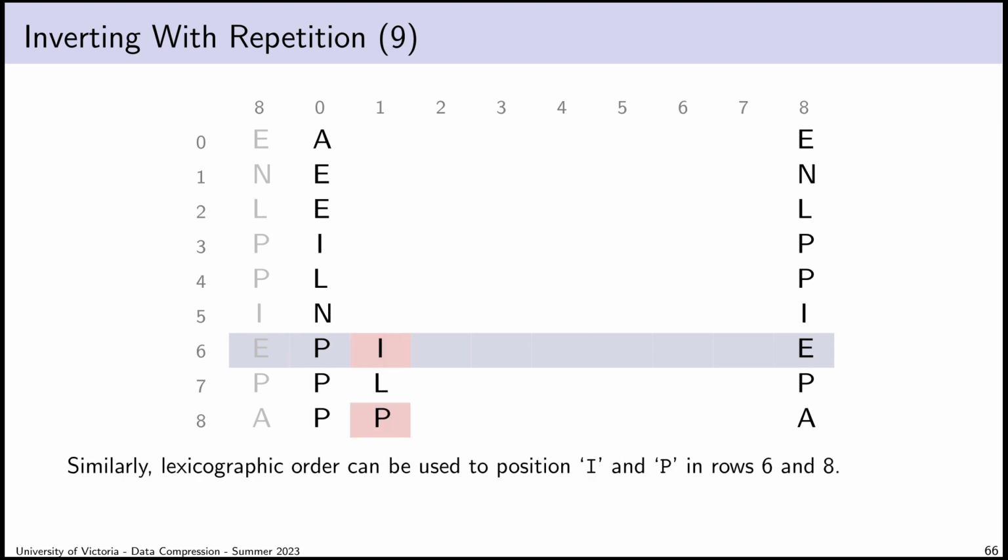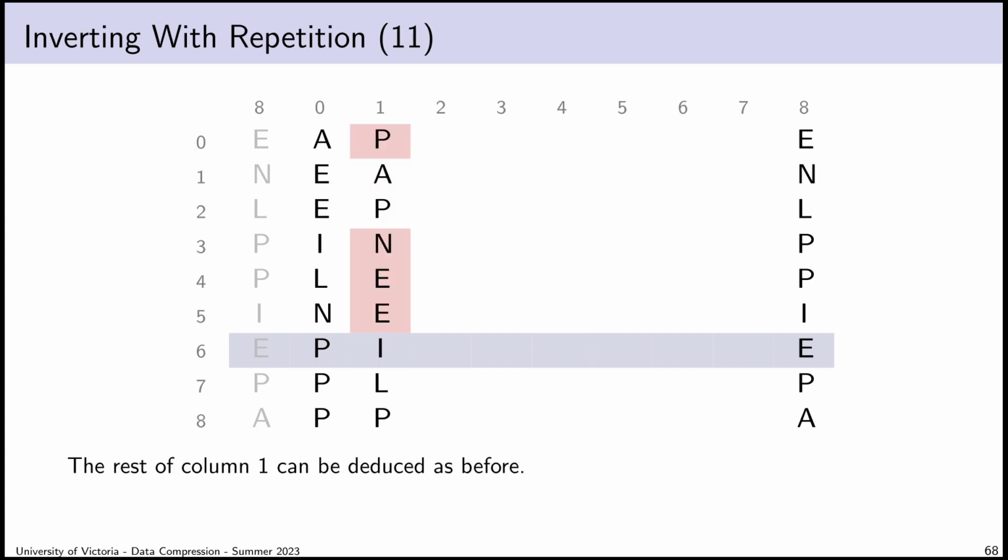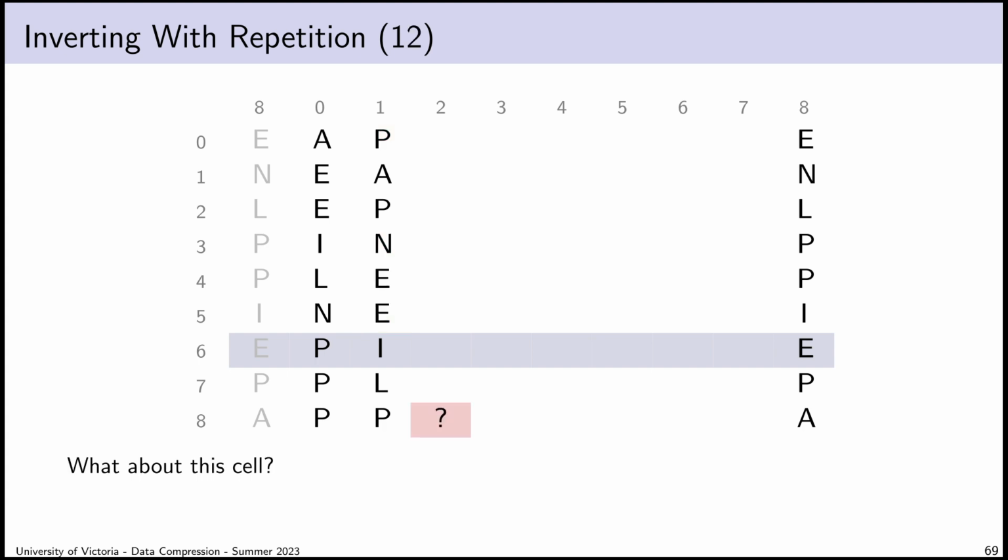I know that because these 3 rows are tied, I have to fill in the character in column 1 to retain that lexicographical ordering. So I'm required to do I, L, and P in that order. And then similarly with the E's, A and P. I can deduce the remaining characters using a relatively simple process like what we did in the previous example. And then what about this cell here?